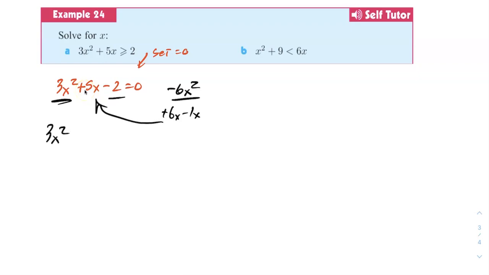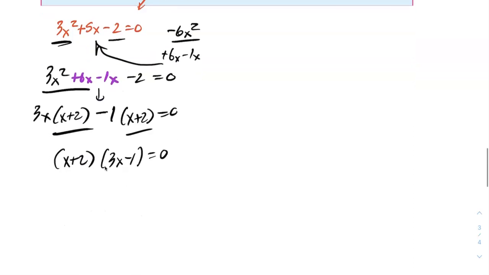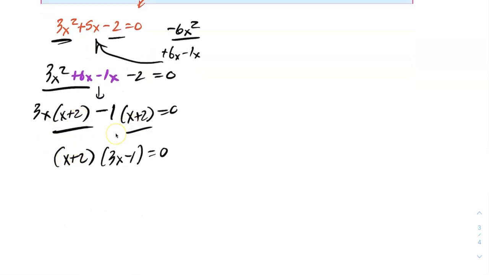3x squared stays, minus 2 equals 0, right? So plug it in for 5x, and then I just factor by grouping. These have a 3x in common, x plus 2. Pull that down. You always bring down the middle term. These have nothing in common, so we pull out a 1. Remember, negative 2 divided by negative 1 is a positive 2. So we get this. Sorry, I should mean factor out x plus 2. And now I can split and solve.